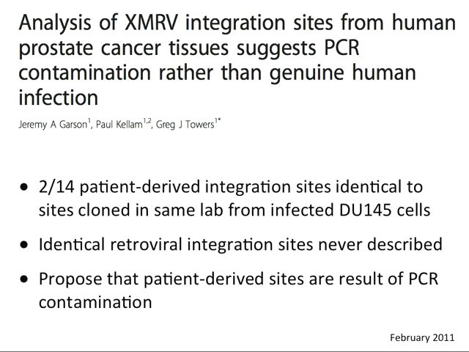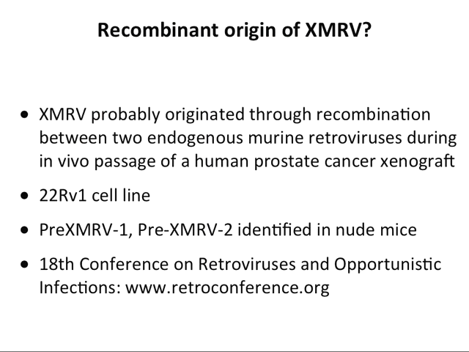In other words, when the DNA was prepared from the prostate tumors in Cleveland, maybe it was contaminated with DNA from this cell line, which already had integrated retroviruses in it. So contamination can explain it. Whether it actually does is not clear, because the other 12, we don't know whether they're contaminants or bona fide integration sites. So this is currently being looked at, as I understand.